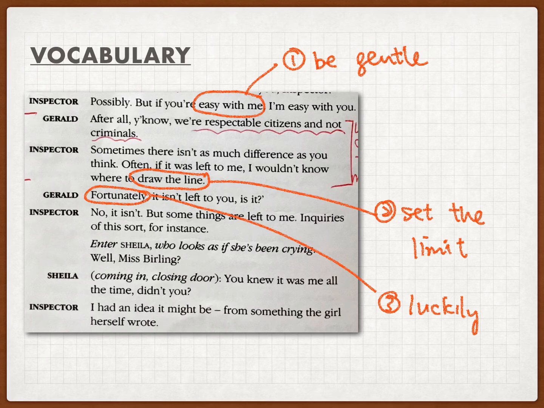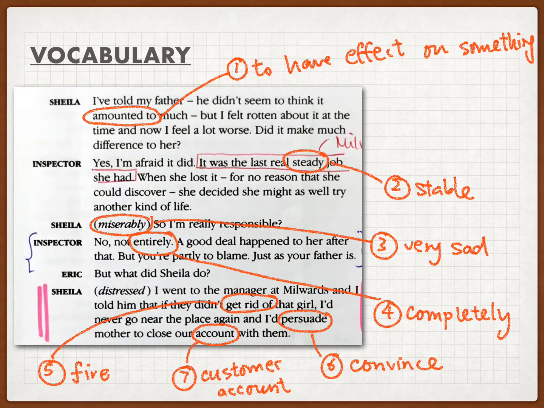And then the next word, fortunately. Fortunately simply means luckily. And then let's take a look at these words. Sheila came back and said, Mr. Brown didn't seem to think it amounted to much. Amounted to means having effect on something. So it means that Mr. Brown didn't think that Sheila complaining about Eva was a big deal. So it's no big deal. So Mr. Brown thought that it didn't amount to much. No big deal.